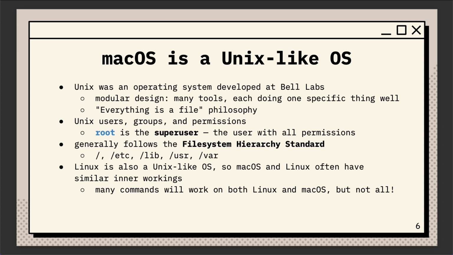Within each of these folders are files that have a particular function. So within etc, configuration files are often stored; lib, libraries that are used by different pieces of software; user, user-specific programs; and var, files that are often changing, such as log files.